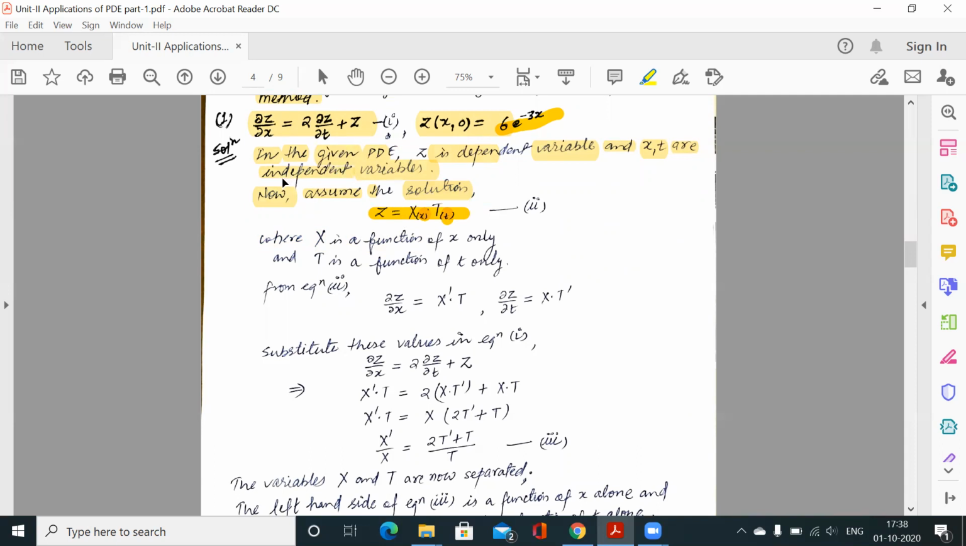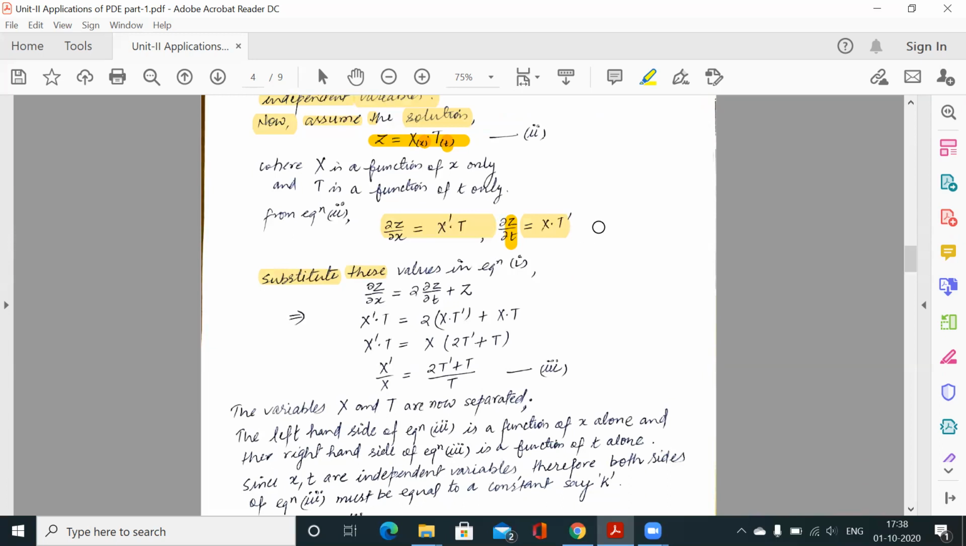So what are the requirements? We have Z, and now del Z over del T and del Z over del X. Three terms are required. Z we already have. Now find the derivatives. Del Z over del X would be, because this is differentiation with respect to x, X dash into T, because T is a function of small t, so T is constant with respect to small x. Similarly, del Z over del T is X into T dash, because this is differentiation with respect to t.